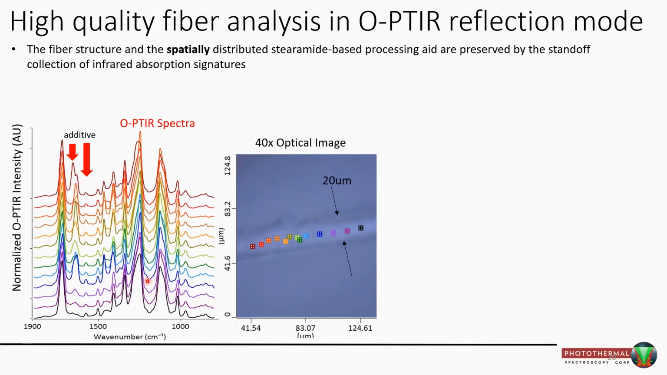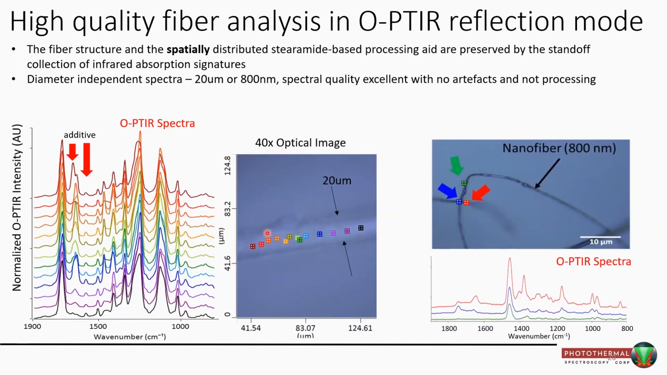Spectra on the left-hand side are raw spectra. These are as is, so there's no corrections, no modifications otherwise. We can see PET across the board, but you can see these additives, these arrows, are changing along the length. Less in the right-hand side, but more on the left-hand side. So that's pretty impressive, but it's even more impressive when you see that we can actually collect equal quality data of 800 nanometer fibers. So we've gone from 20 microns to 800 nanometers, and the spectra are unaffected. So, quality spectra, no artifacts, no processing.